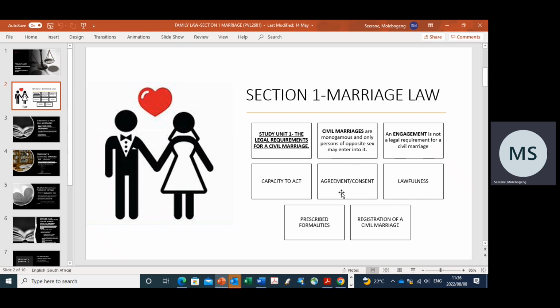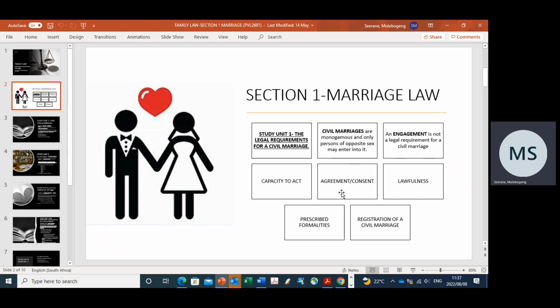Now we move on to the third factor, which may have an effect on the consensus, which is duress. So I'm going to explain what duress is. Duress is where one of the spouses has been forced into consenting to a civil marriage, whereby, for example, you are pressurized into consenting to the marriage, or agreeing to enter into a marriage.